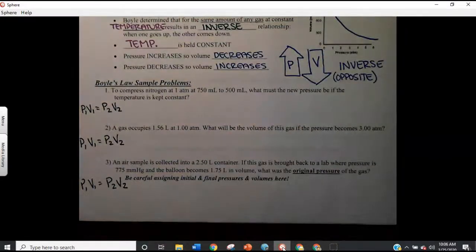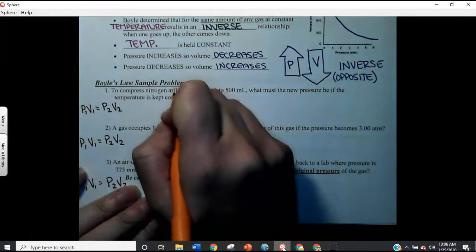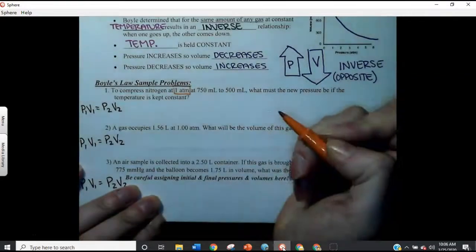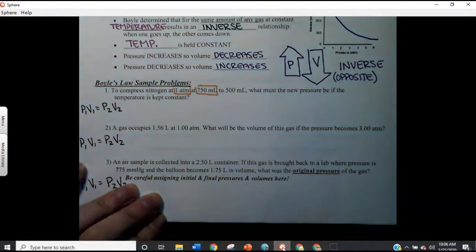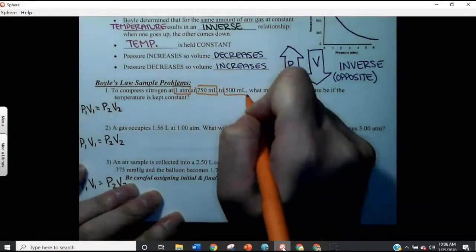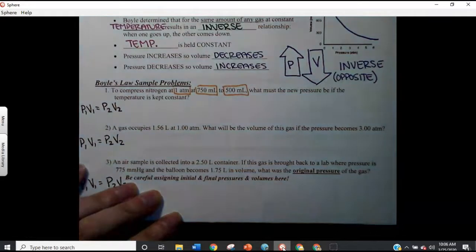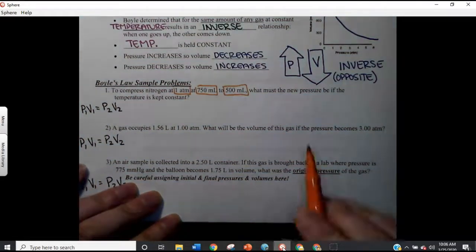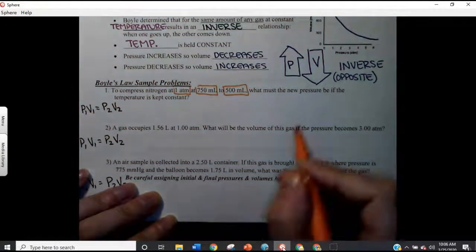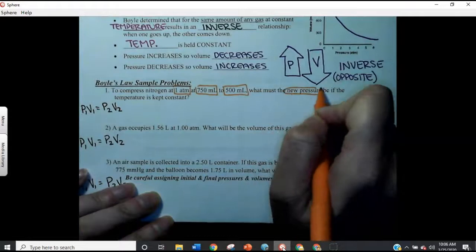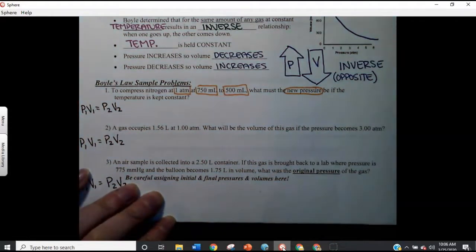All right, so let's look at our first example. I'm going to grab some colors if it will let me. Example 1 says to compress nitrogen at 1 atm. That is a given value, so I'm going to box it in. At 750 mL, that's a given value, so I'm going to box it in. To 500 mL, there's another given value. So I have found all of my givens. Then it says, what must the new pressure be if temperature is kept constant? So they're asking me for the new pressure. I have boxed in my givens and circled my unknown.